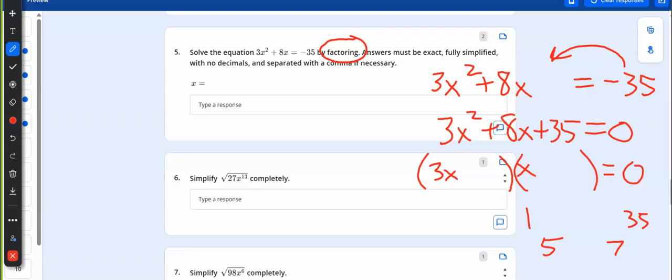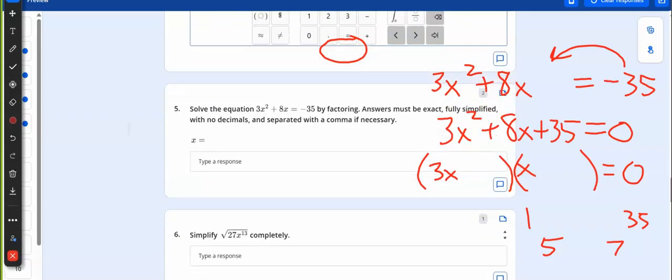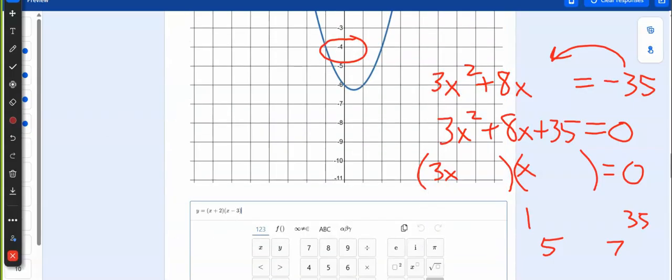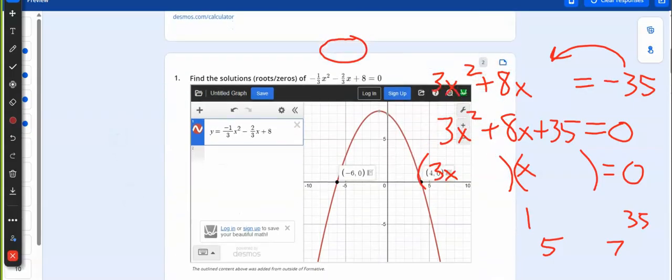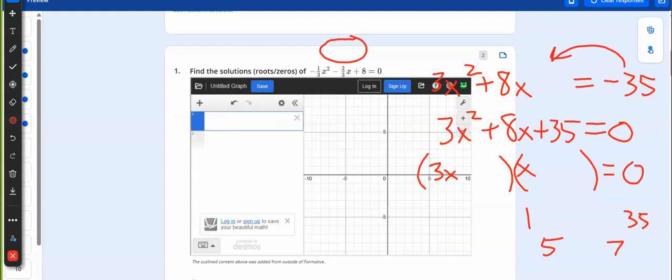So what does that mean? It's just that 3x squared plus 8x plus 35. Okay. Now, remember I have my graphing calculator back up here? Yeah. Let's just try it. 3x squared plus 8x. Now, you won't get any credit for this. You do have to show the factoring.